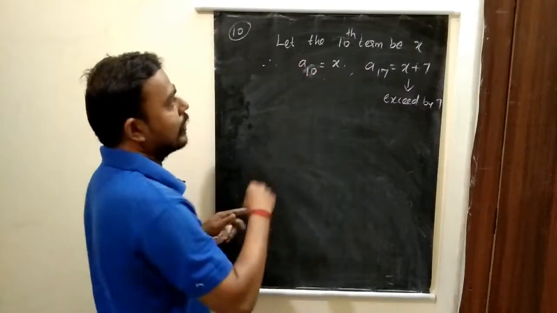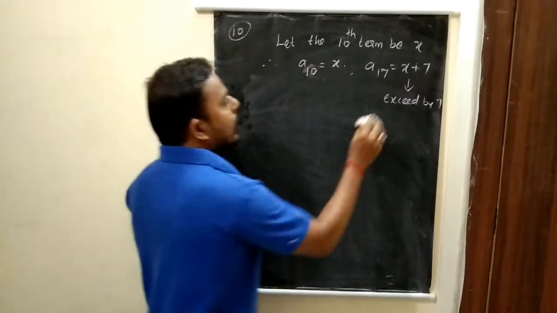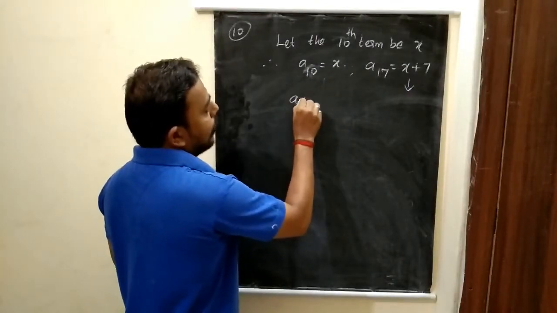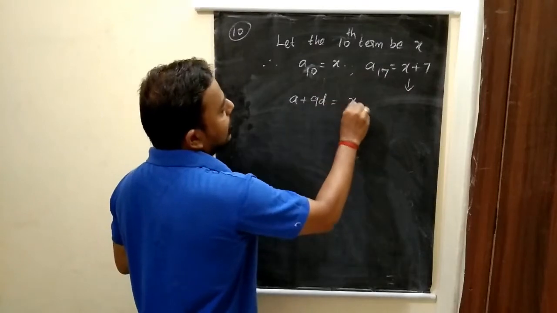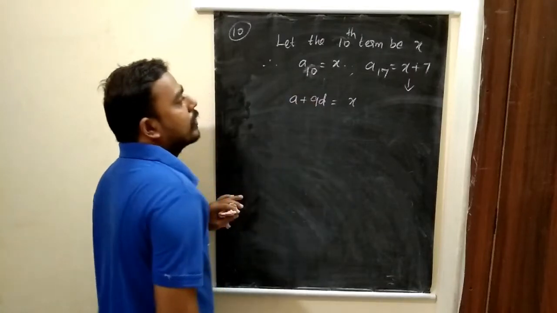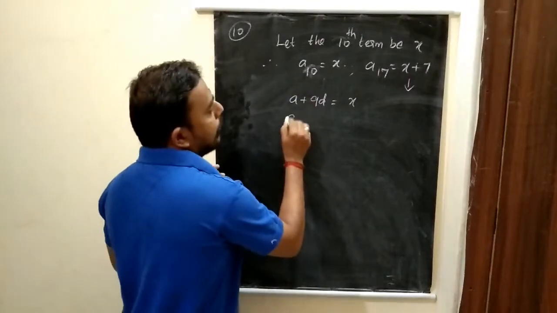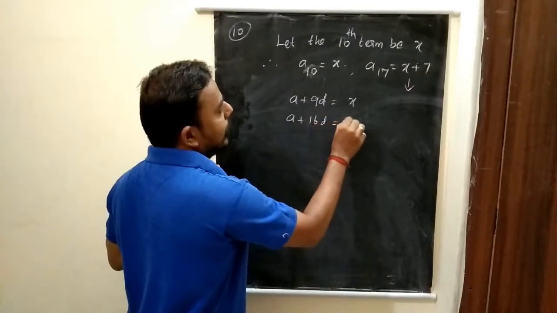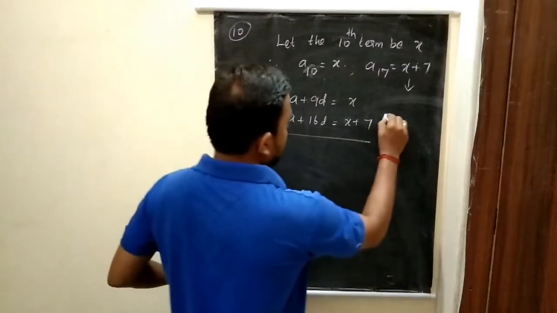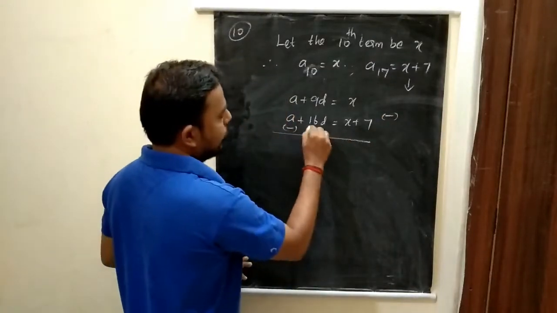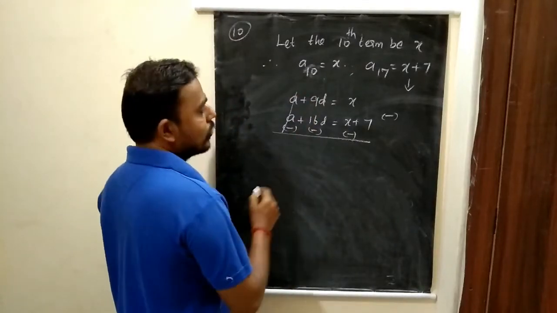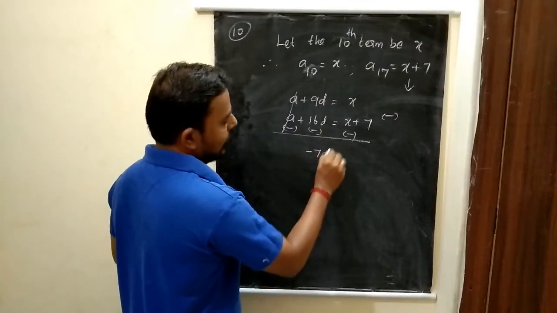Now we are going to write the form. a10 is a plus 9d equal to x. And a17 is a plus 16d equal to x plus 7. Now subtract. A you can cancel. 9 minus 16 you can write easily as minus 7. So minus 7d equal to.